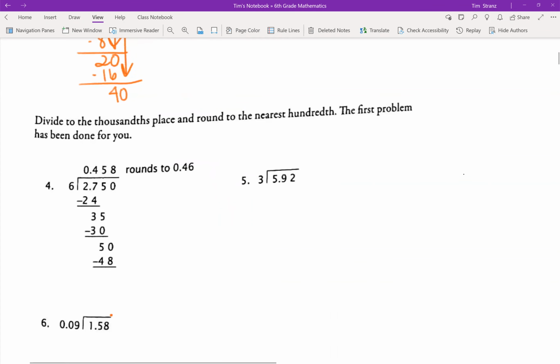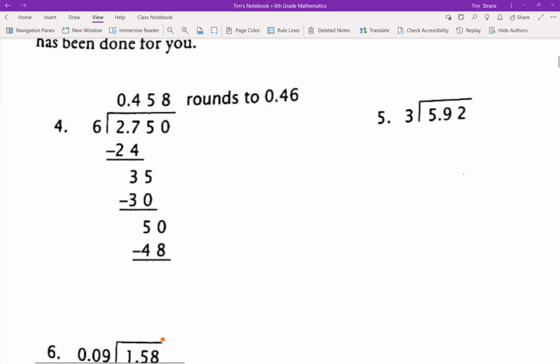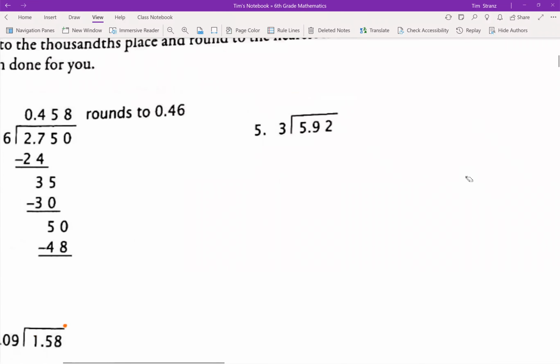Let's read the directions on the next one. It says divide to the thousandths place and round to the nearest hundredth. First one has been done for you. So let's look at the one that's been done for us real quick. Our answer is 0.458. They rounded it to 0.46 because you need to look at the thousandths place, which is this right here. If that number is a 5 or above, you're going to round your hundredths place up a number. If this number would have been a 4 or lower, you would keep this number the same, 0.45. So remember that.